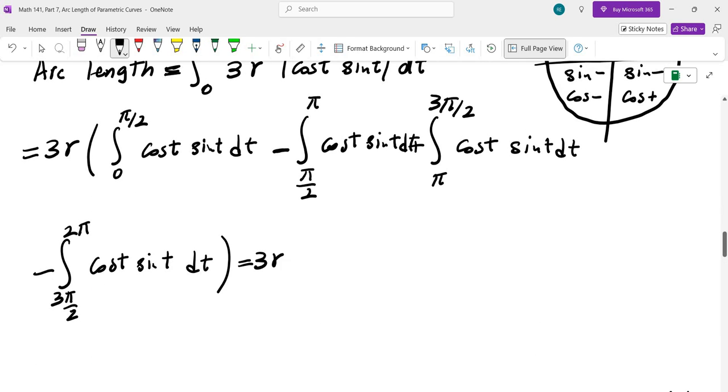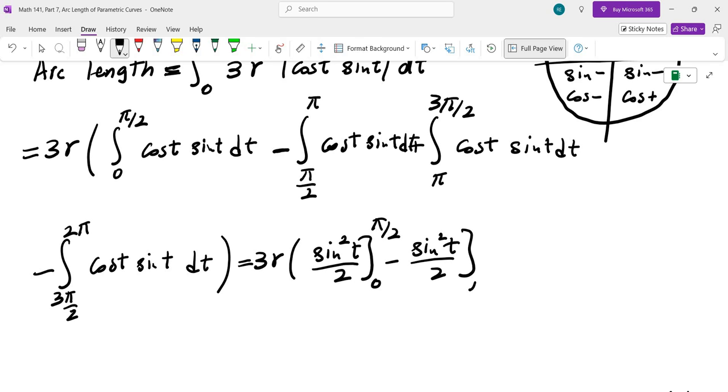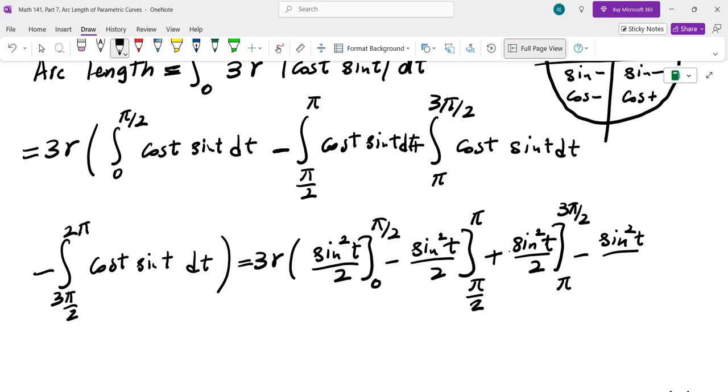So this is 3r times sine squared t over 2 from 0 to pi over 2, minus sine squared t over 2 from pi over 2 to pi, plus sine squared t over 2 from pi to 3 pi over 2, minus sine squared t over 2 from 3 pi over 2 to 2 pi.